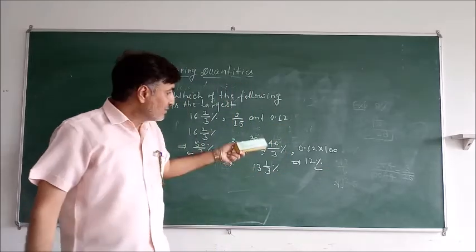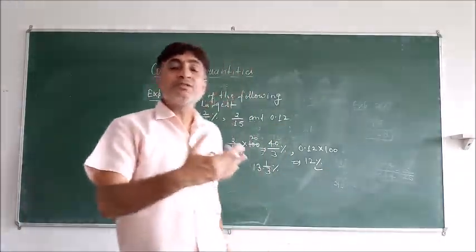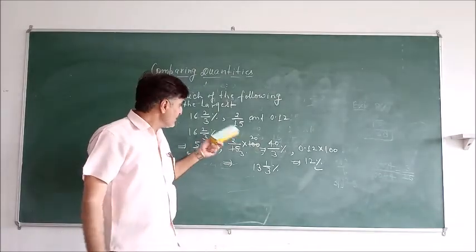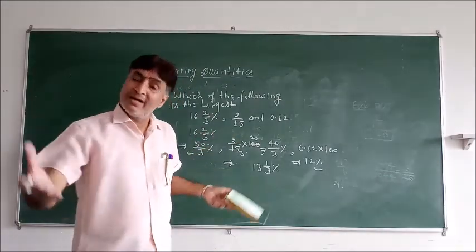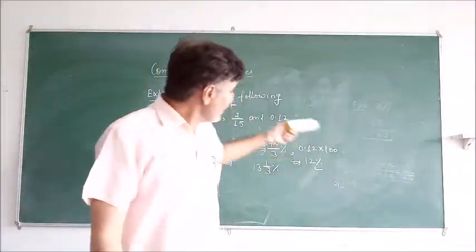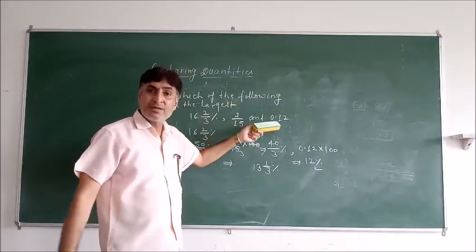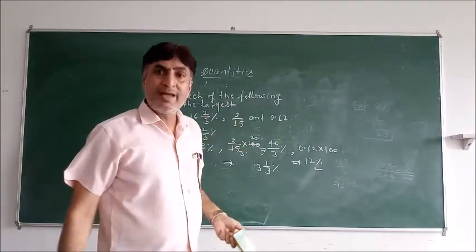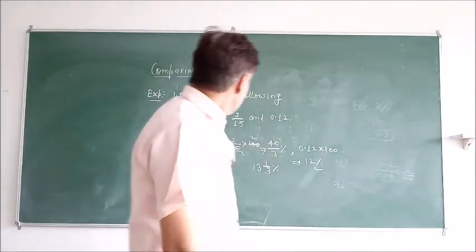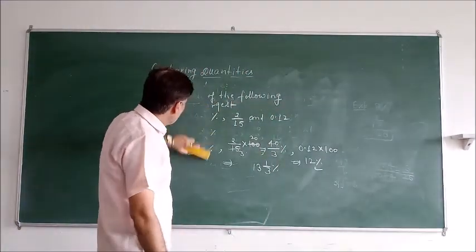So in this way we can compare all these three given numbers. We can change these numbers into fractional form also and then compare. We can convert all three numbers into decimal form, then we can compare as you wish. Okay, now we come to one more example.